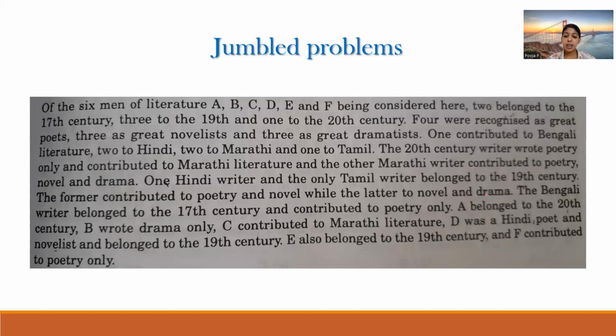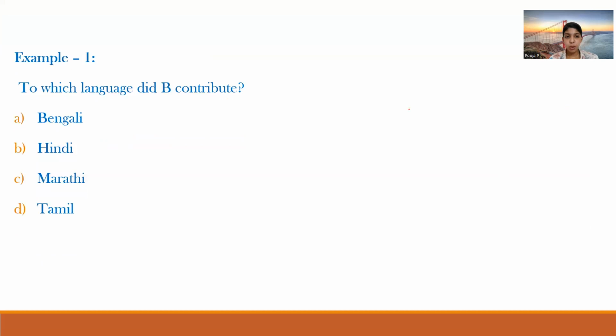Okay, so let's start classifying them. You really need to prepare a clear classified data. All right, so before taking up the question, let's classify them. So you have six people who are in literature. So A, B, C, D, E, and F.